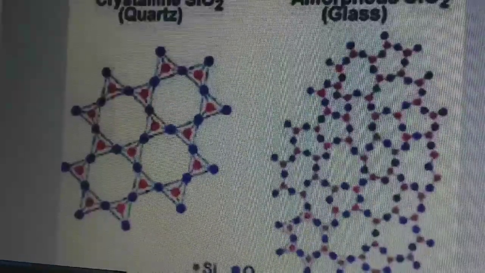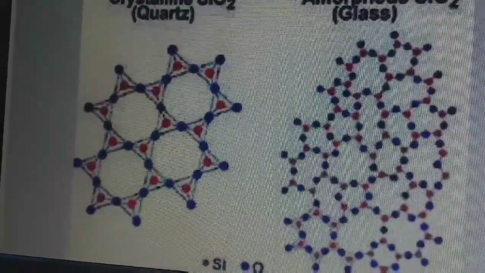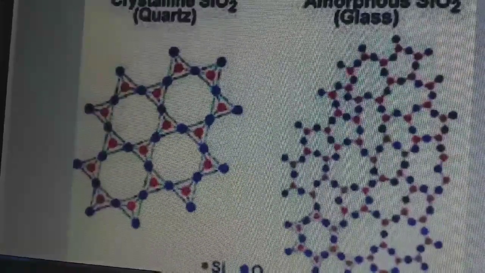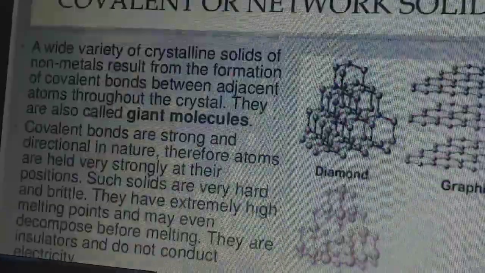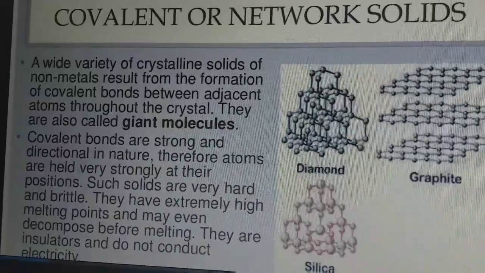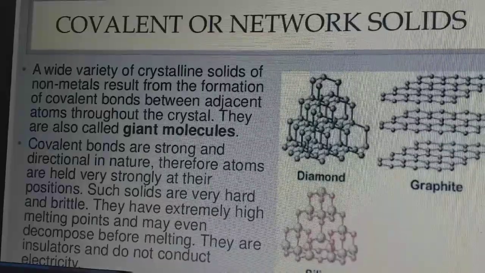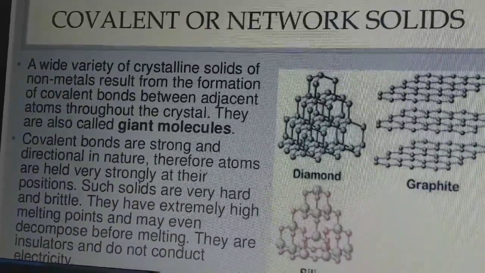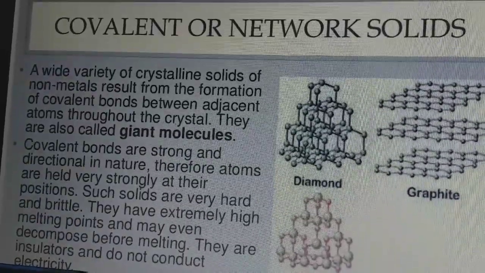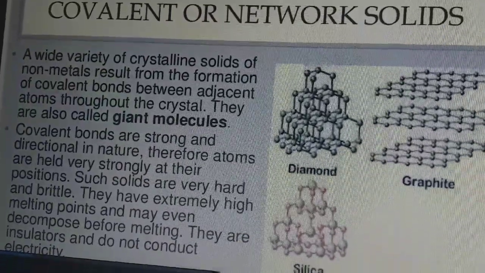Example for crystalline solids: quartz, SiO2. Both are silicon dioxide only. This is in the crystalline form, this is in amorphous form. Now coming to the fourth type, that is covalent or network solids. A wide variety of crystalline solids of non-metals result from the formation of covalent bonds. You know what a covalent bond is? Covalent bond means a bond formed between adjacent atoms because of the mutual sharing of electrons.